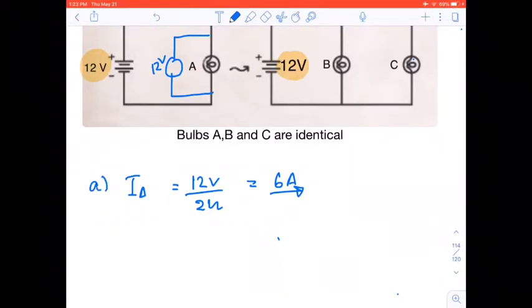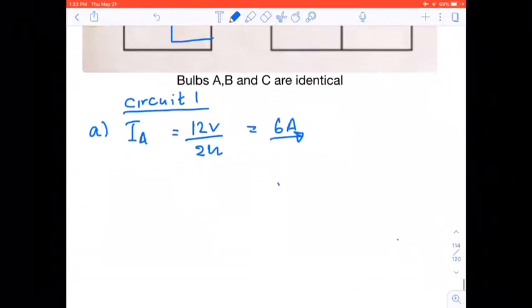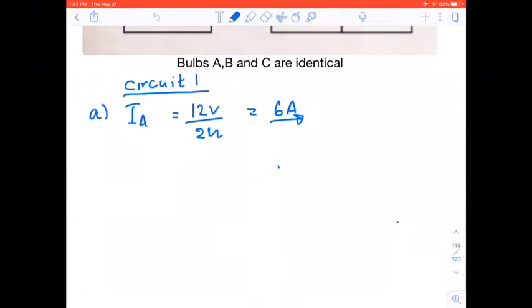Now this is in circuit 1. So let's just write it here, circuit 1. Normally I like to put it in the subscript because then I can keep track. Now let's look at circuit 2.